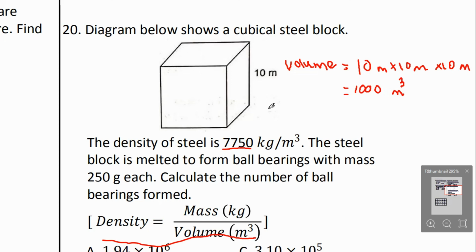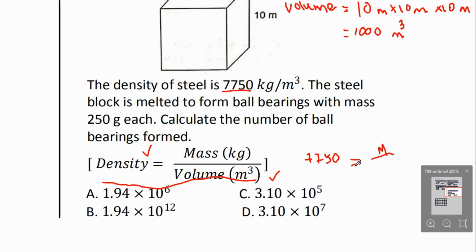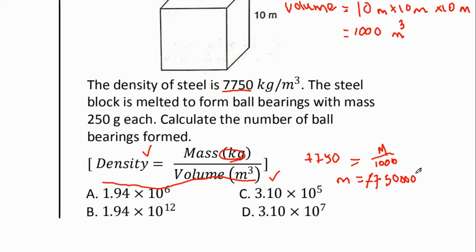Okay, so to find the mass of this steel block, we just use this formula. Density given. Volume we have calculated, so we have to find the mass. Density is 7750 equals to mass over volume 1000. Therefore, mass will equal to 7750000. Okay, this is in kg.